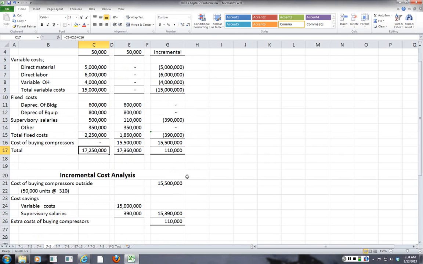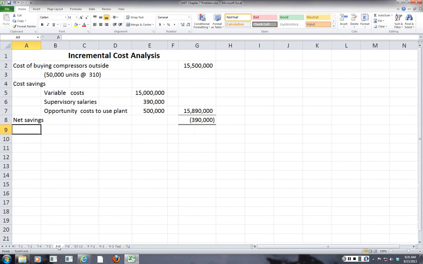And the book goes through an incremental analysis here. Here's the cost of buying the computers: $15,500,000. The variable costs that we'll save is $15 million, which you can see up there, plus that supervisor salary. So we don't save the total $15,500,000. The extra cost of buying the computers is $110,000.